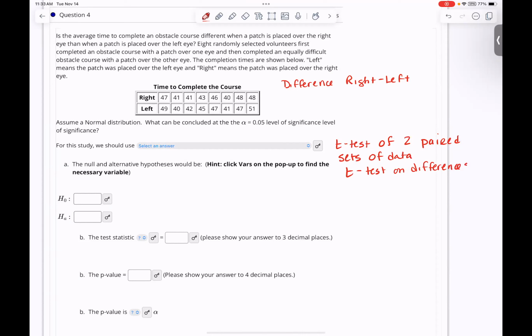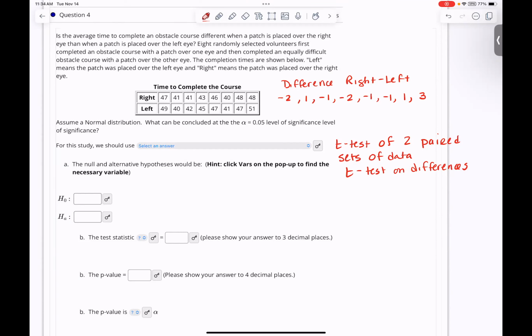So I'm going to real quick calculate those. I have right minus left, so I'm going to have -2, 1, -1, -2, -1, -1, 1, and 3. And so that's the data that I'm going to put in my calculator.